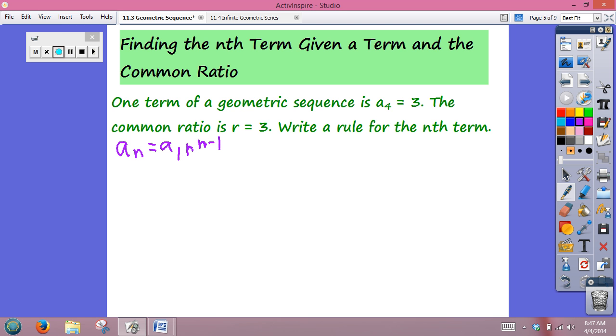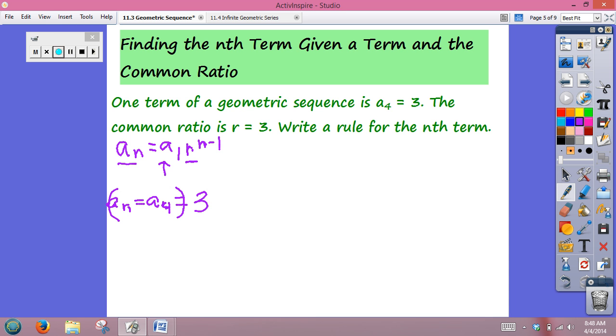So we notice that we have the ratio and we have what a4 equals, but we are missing the first term. So how do we find the first term? Well, we use what we know and substitute those values into our equation to determine our first term. So we know that an is equal to a4, which is equal to 3.